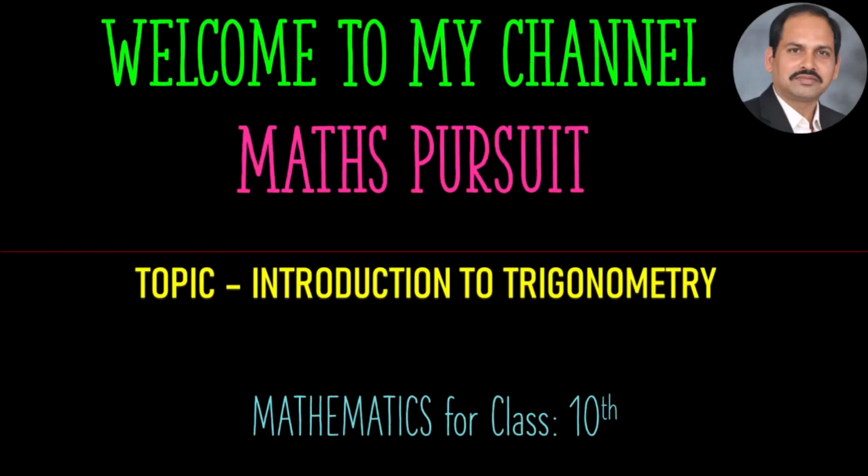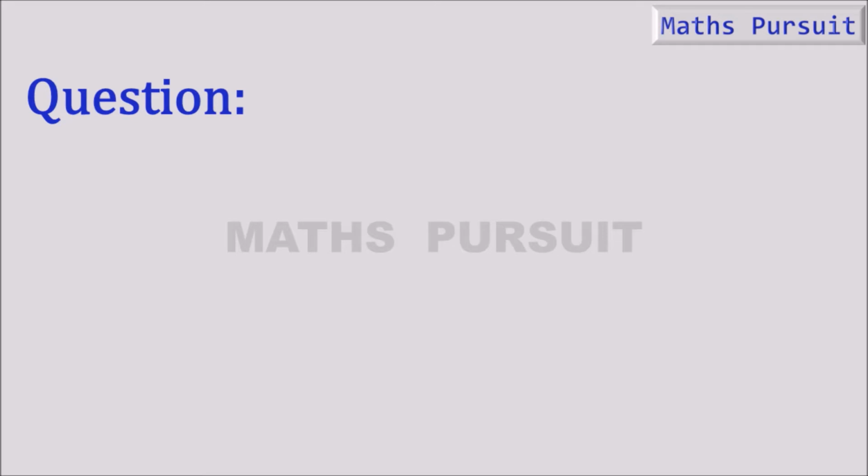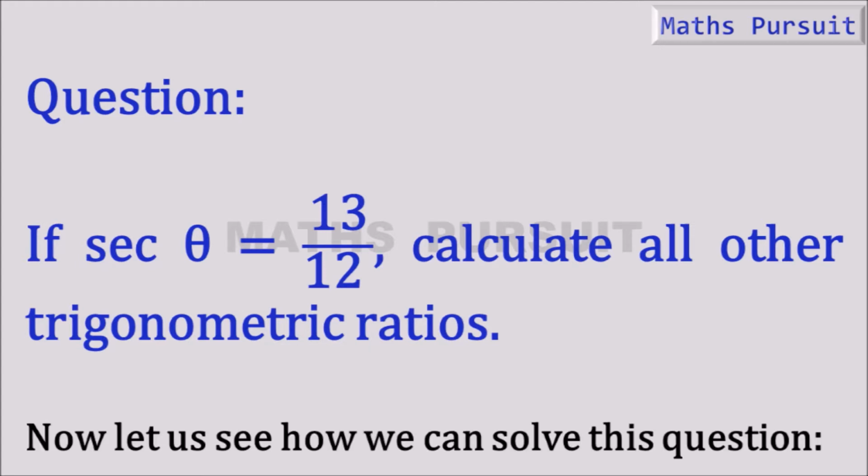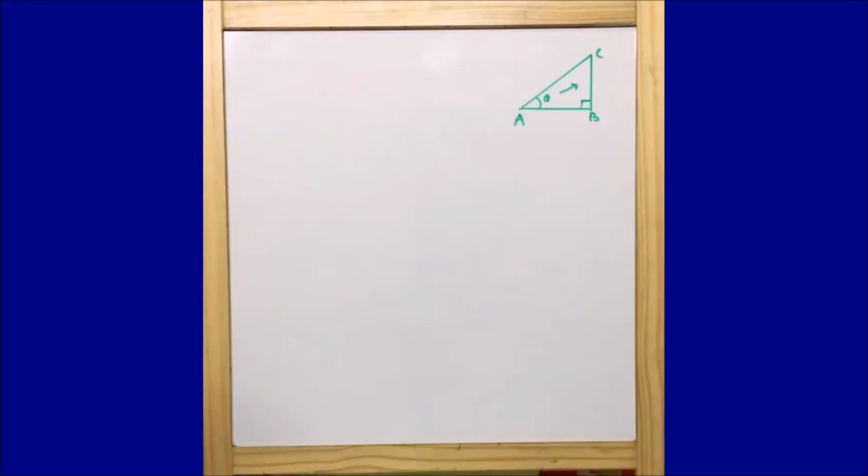Today under the topic Introduction to Trigonometry, let's see what exactly we have in the question. Now moving on to the question, it is given that if sec theta is equal to 13 upon 12, calculate all other trigonometric ratios. Now let us see how we can solve this question. Moving on to the solution. As per this question, it is given that sec theta is equal to 13 by 12 and we need to calculate all other trigonometric ratios.